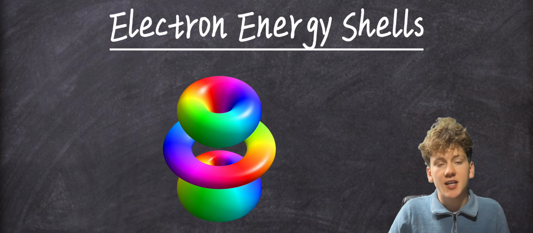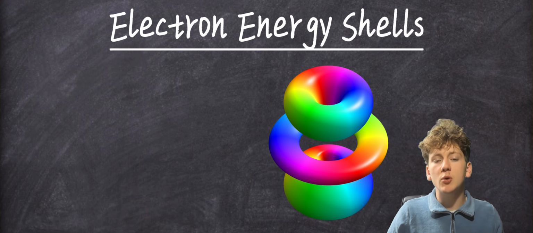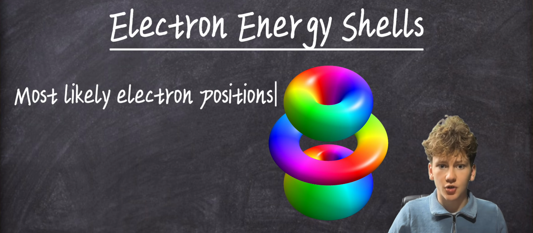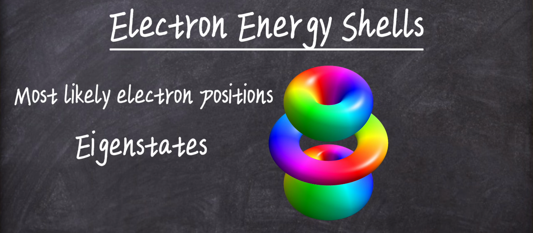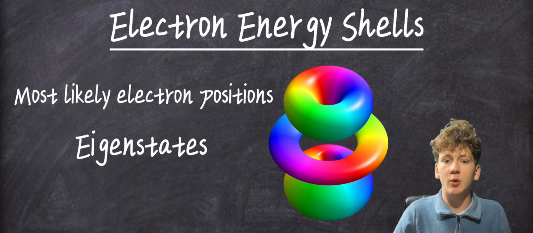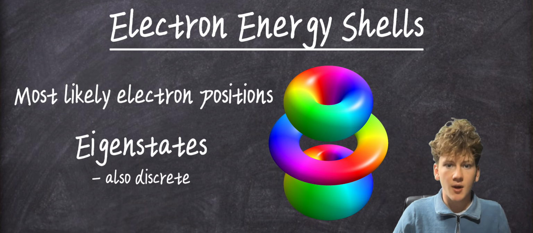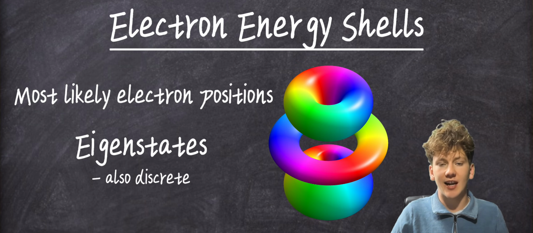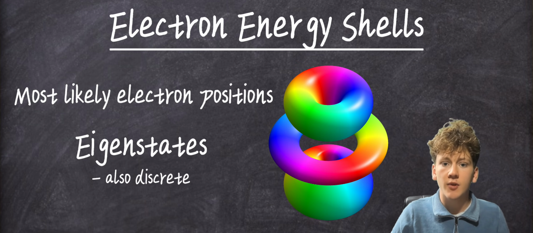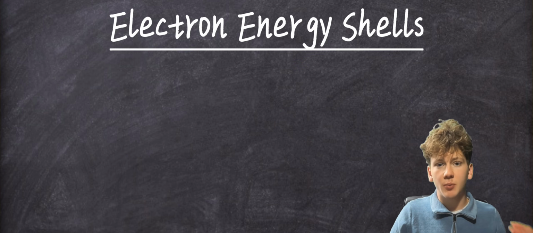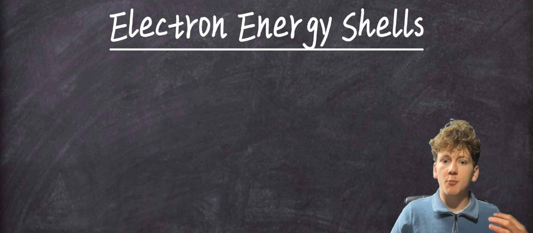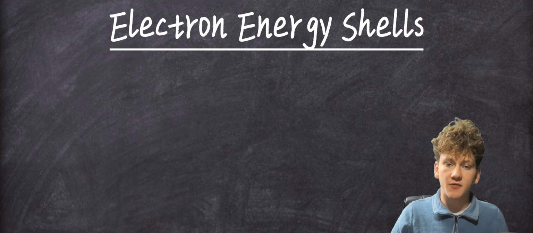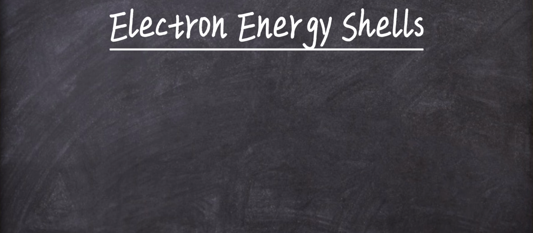Schrödinger's equation gives us a method of determining the most likely positions for an electron within the quantum probability cloud. These positions are called eigenstates. Eigenstates, just like Bohr's electron shells, are discrete, and it's this quantized nature that allows laser cooling to take place. In the rest of the video, I'll use Bohr's model for simplicity, but the principles of laser cooling apply to the full quantum picture just as easily.